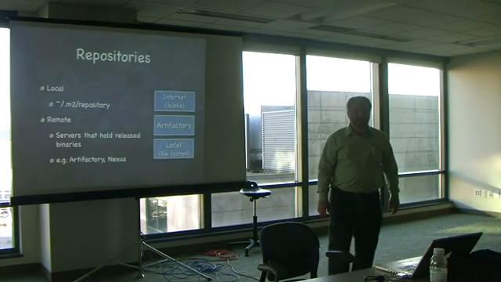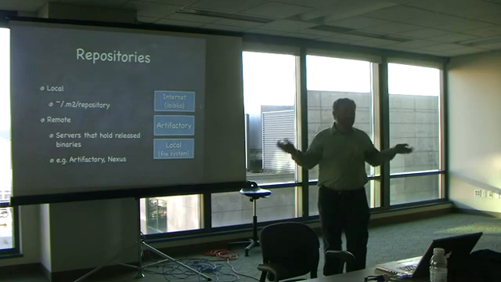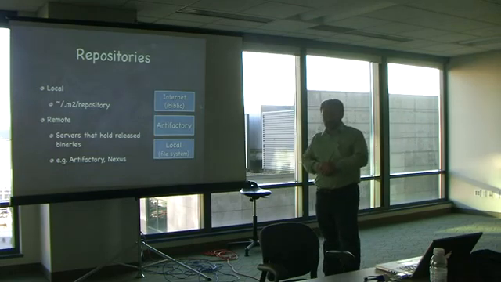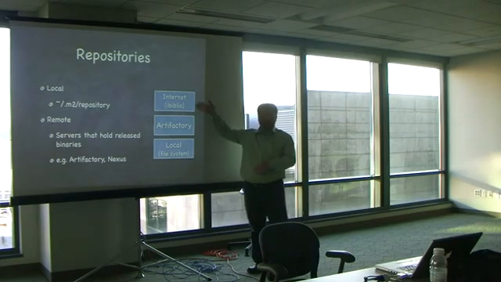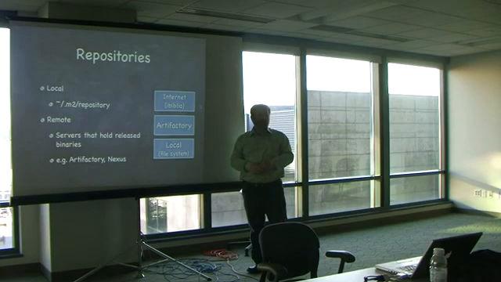Okay, so repositories. Where do all these dependencies come from, and where do they go? The internet, we always call it the internet, but the default one is actually called iBiblio. The folks associated with Apache set this server up a long time ago, and it's basically the master Maven repository in the sky.